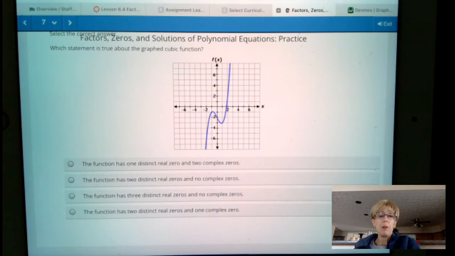Which statement is true about the graphed cubic function? Again, notice that if you turn your head a little bit and you look, you see a sideways S. That is the shape of a cubic function. And the choices down here, the first one says the function has one distinct real zero.